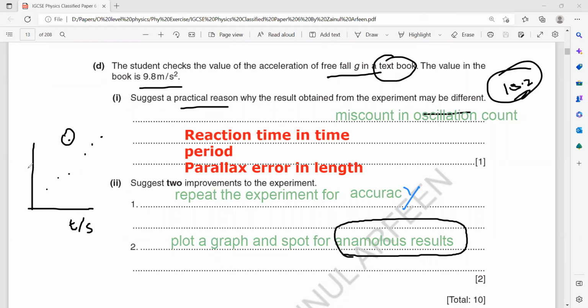The time axis will be there, and length. Is it clear discussion? Yes, sir, clear.